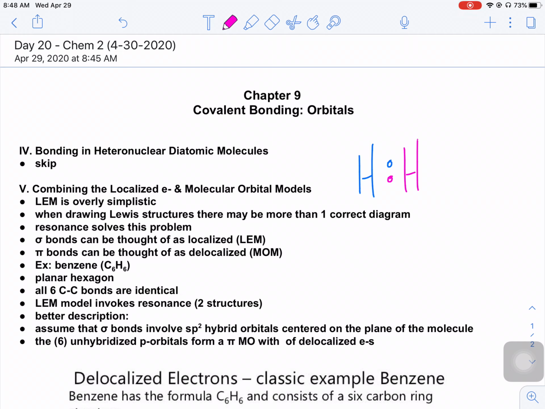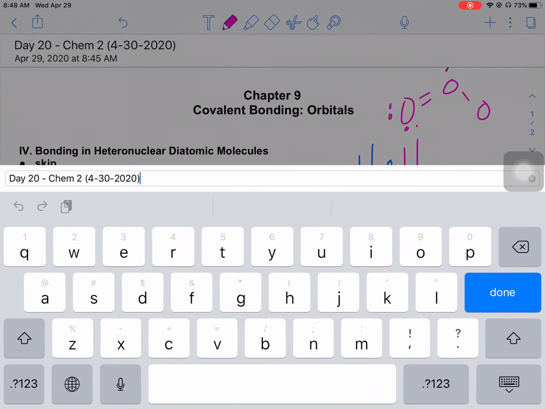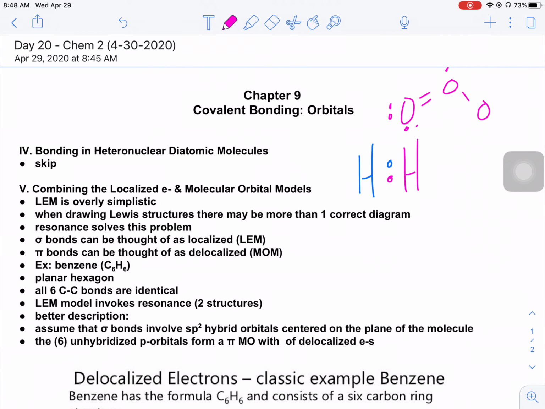And when drawing Lewis structures, oftentimes we realize with more complex molecules that there can be more than one correct diagram. I think a good example of that would be ozone. If we were to do the structure for ozone, we could come up with two possible structures. Basically we could do the mirror image of this, which would also be appropriate. So we could have the double bond on the left, or we could have the double bond on the right, but regardless, there would be two correct structures for ozone.